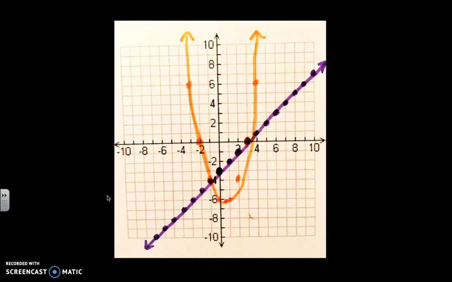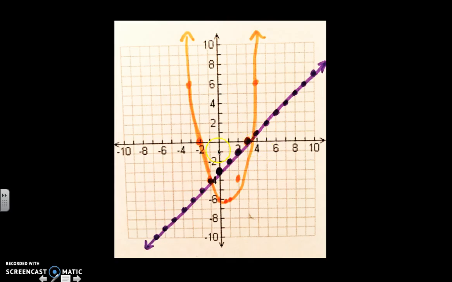The vertex that we got was at 0.5, -6.25. There's a point at 1, -6, a point at 2, -4, a point at 3, 0, and a point at 4, 6. So if you need to, pause the video so that you can get those points plotted and draw the parabola. Hopefully you'll draw the parabola a little bit better than I did.